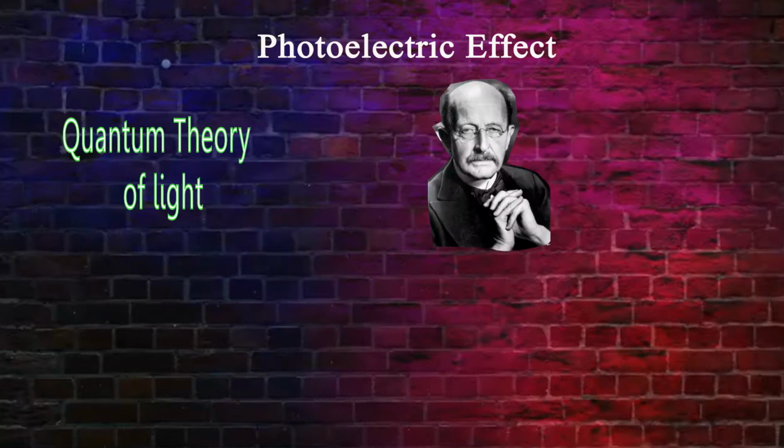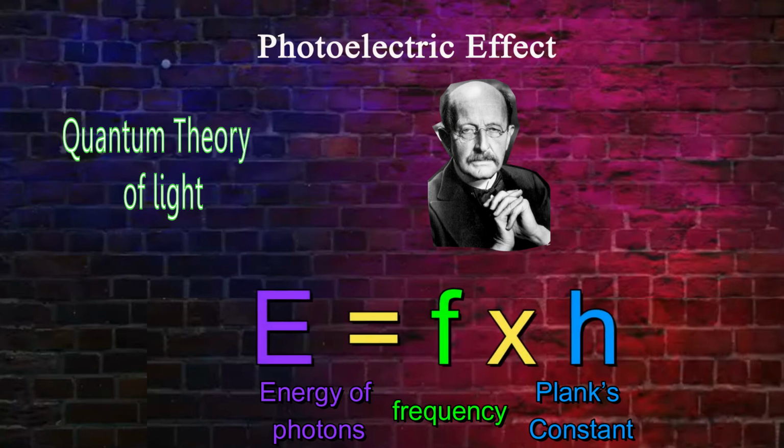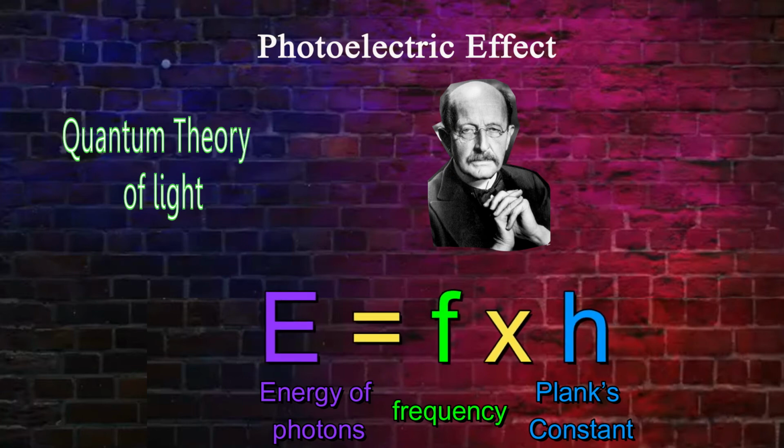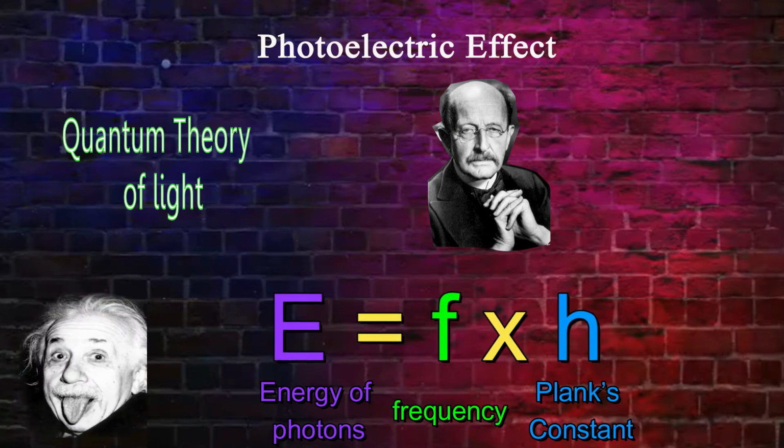Using the quantum theory and Planck's idea that light exists as quantized particles called photons, Einstein concluded that light is a beam of particles, the photons, and the energy of the photons is directly proportional to the frequency of the light. Hence, he derived the equation: energy of a photon is equal to the frequency multiplied by Planck's constant.